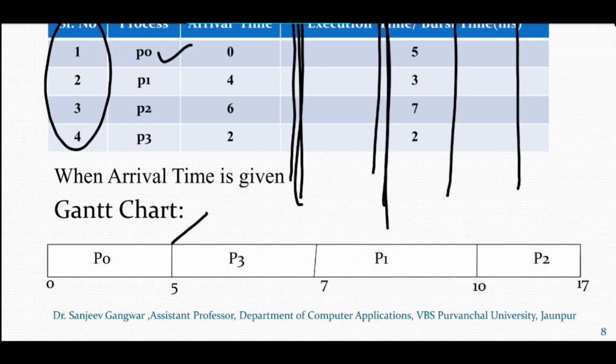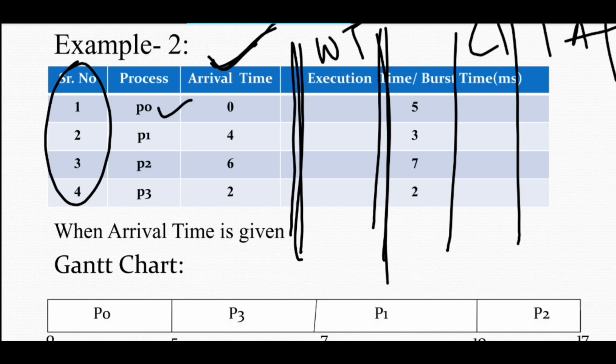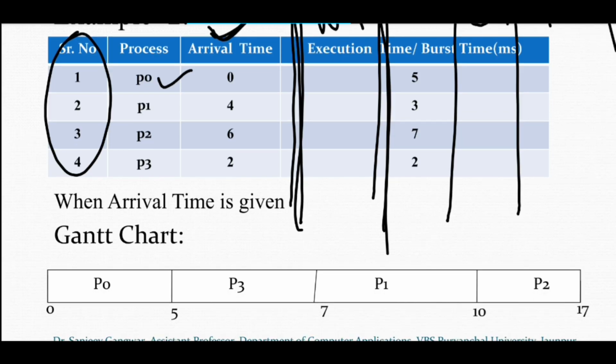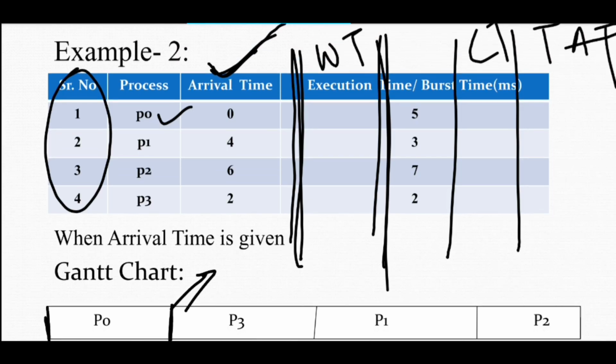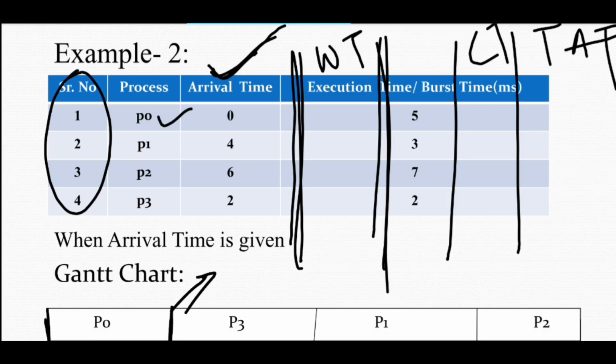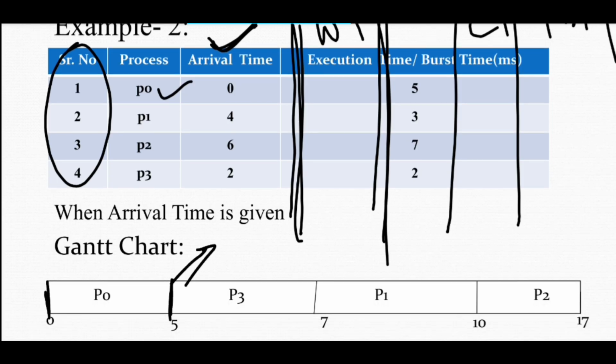Okay, let me erase this. P0 arrived at 0, and the burst time is 5 seconds. P0 arrived at 0 and executed for 5 seconds, then leaves at 5 seconds. Till 5 seconds our CPU will be busy. And the other processes will wait inside the ready state.